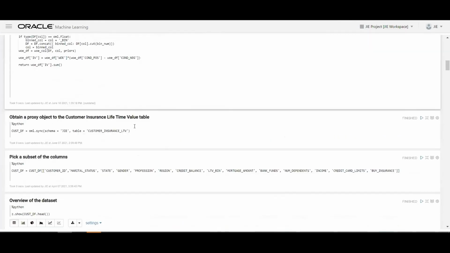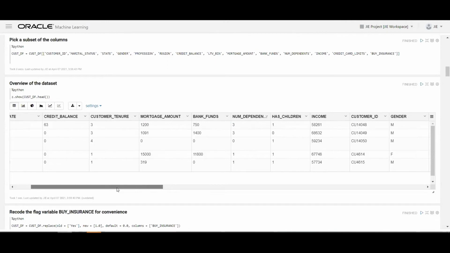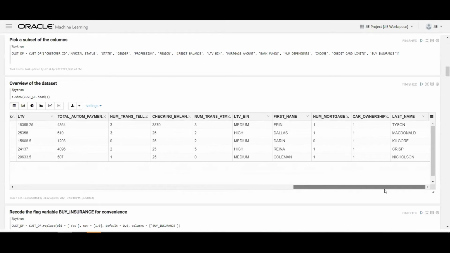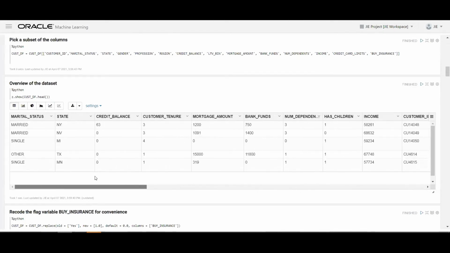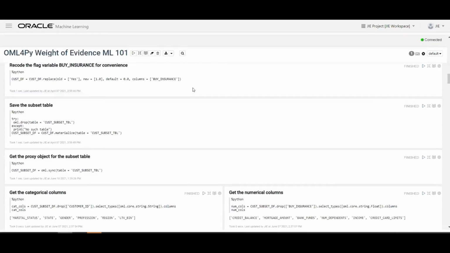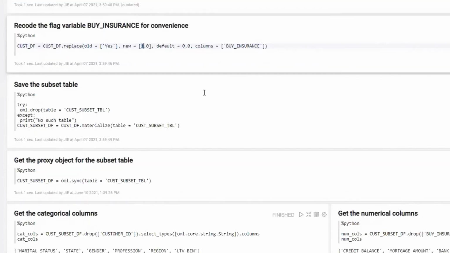Right now, we can have a closer look at the data here. We have marital status and all these demographic features, and the goal is to predict whether they buy insurance or not. We can do some transformation: originally it says yes and no, and for convenience we can convert it to 1 and 0.